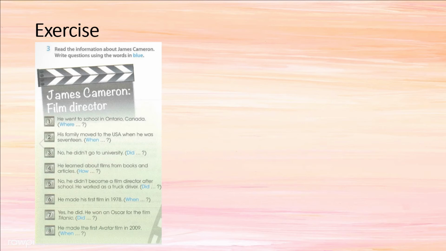Okay, now let's look at number 1. He went to school in Ontario, Canada. You have to start your question by using the word where. The question word is already given here. Where. Now, you have to change went to go. Remember the rules? You have to use the verb in root word.